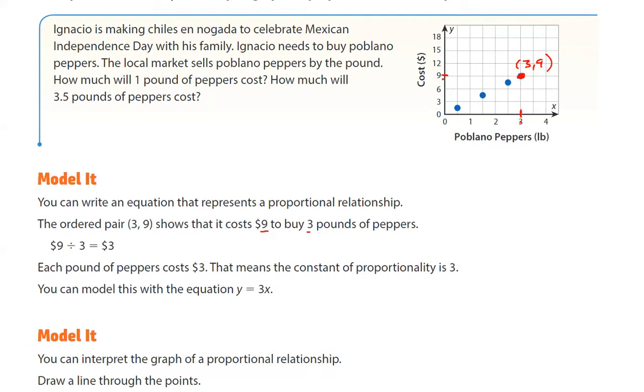So to find how much it costs to buy 1 pound, we're going to just divide $9 by 3 pounds. That's $3 a pound. Each pound of peppers costs $3. And that is called the constant of proportionality. So that just means everything on here is increasing by 3 each time. And notice it's not 3 spaces because these on the side, on the y here, it's skip counting by 3. So it's cheating on us a little bit, but that's okay. So the constant of proportionality here is 3.